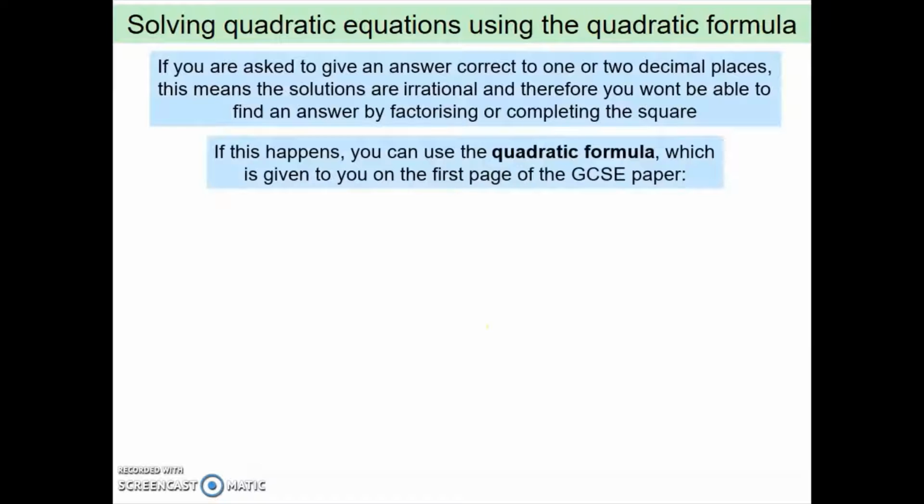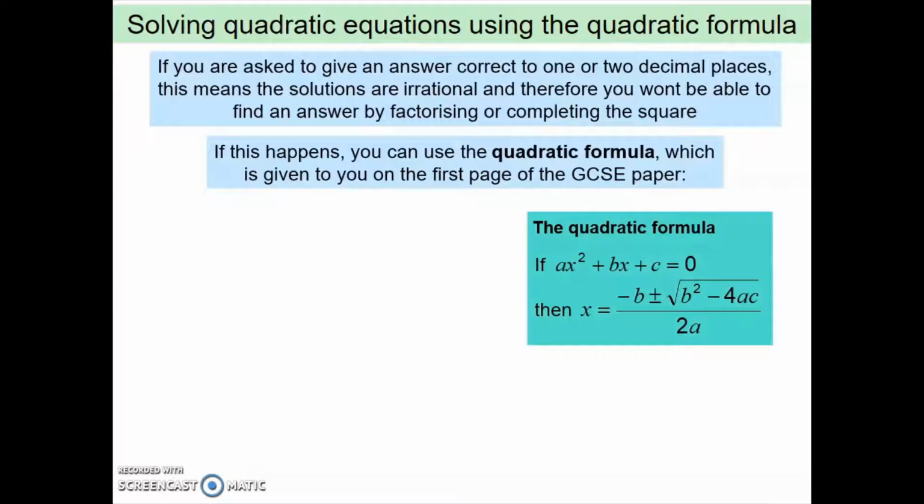Just remember that in an exam, if you're ever asked to give an answer correct to 1 or 2 decimal places when asked to solve a quadratic equation, that's a big hint that you need to be using the quadratic formula. The quadratic formula is given to you on the first page of the GCSE paper, so it is contained within the formula booklet. But of course, that's no help unless you understand how and when to apply the quadratic formula. So we know we need our quadratic equation in this form, and then this is the formula we apply, once with a plus to get our first solution, once with a minus to get our second solution.